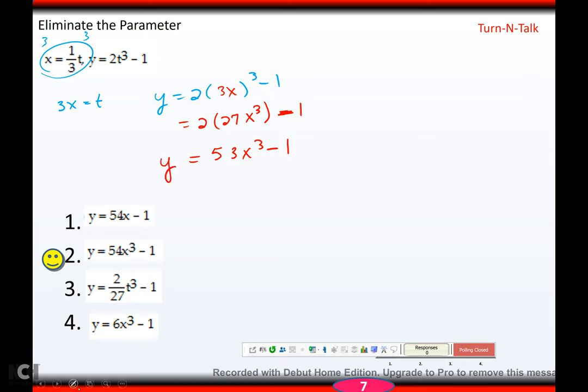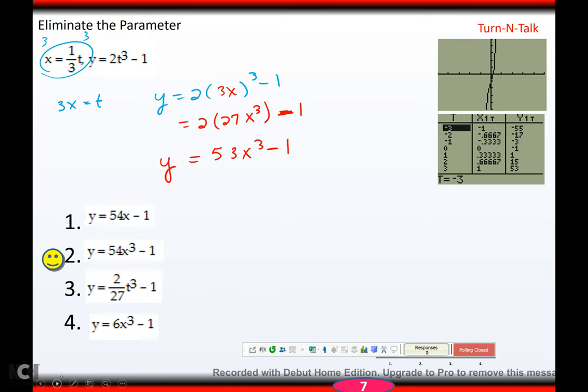And if you graph that, you get this. Again, the particle that's going this way on x and this way on y is going to follow this cubic function over time.